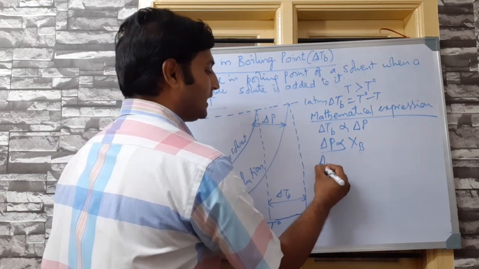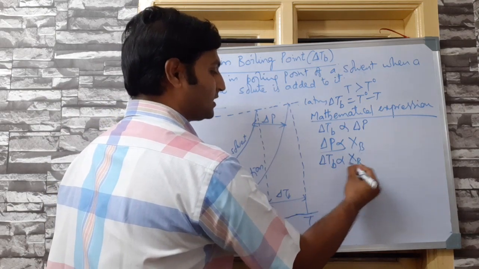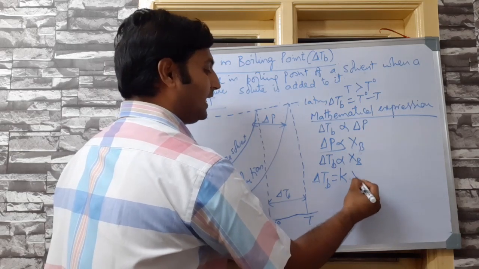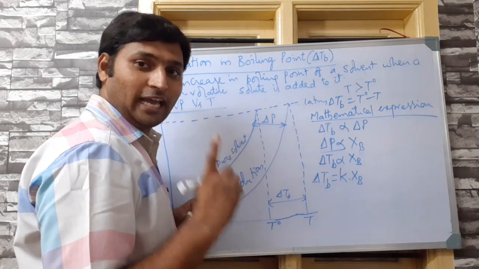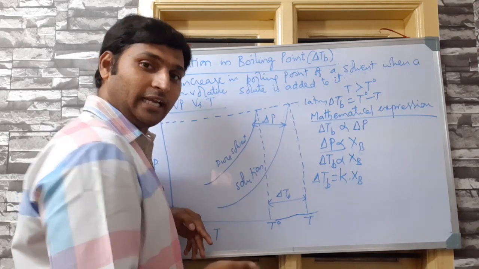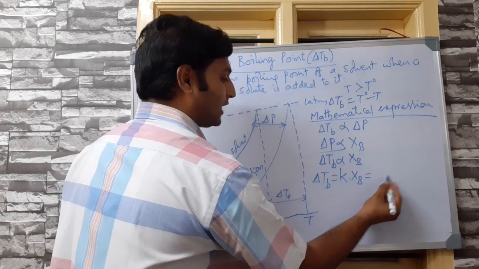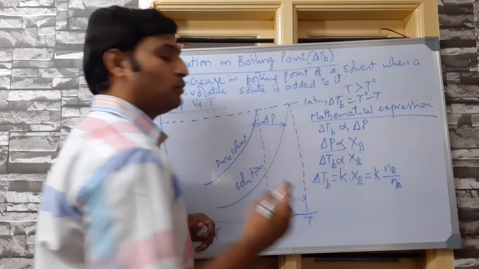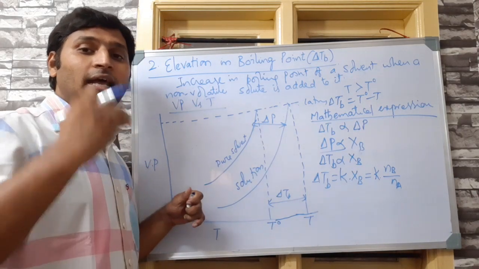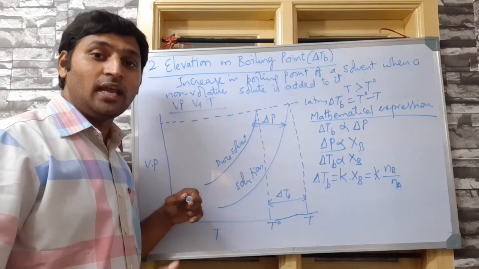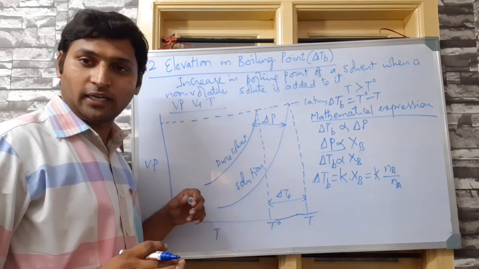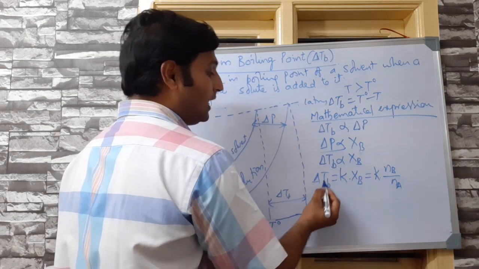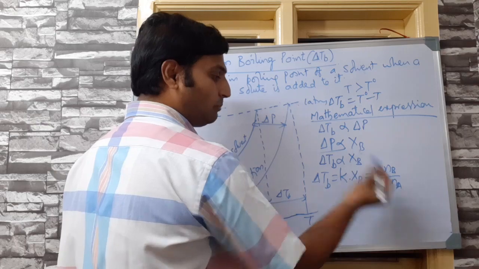Therefore, from these two relations I can write delta TB is proportional to XB. To remove proportionality, let me use a constant K, then K into XB. Now you know very well for dilute solutions, as we have discussed many times, I can take mole fraction of solute as number of moles of solute by number of moles of solvent, because for dilute solution, number of moles of solvent plus number of moles of solute is almost equal to number of moles of solvent. Correct? So in place of Na plus Nb, I can take just Na. So delta Tb is equal to K into Nb by Na.